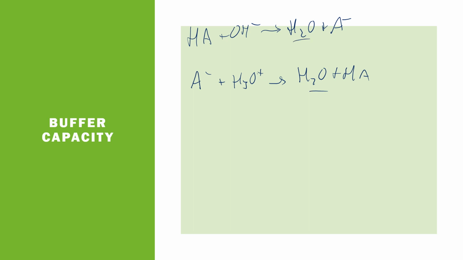But let's say you run out of HA. You don't have any more HA. And if you add in strong base, that strong base is going to wind up in excess, and suddenly the pH is going to go up very rapidly. And same idea, you have a certain amount of your buffer system, if you keep adding in strong acid, eventually you're going to run out of that conjugate base and you won't be able to neutralize anymore, so your pH will go down really rapidly.